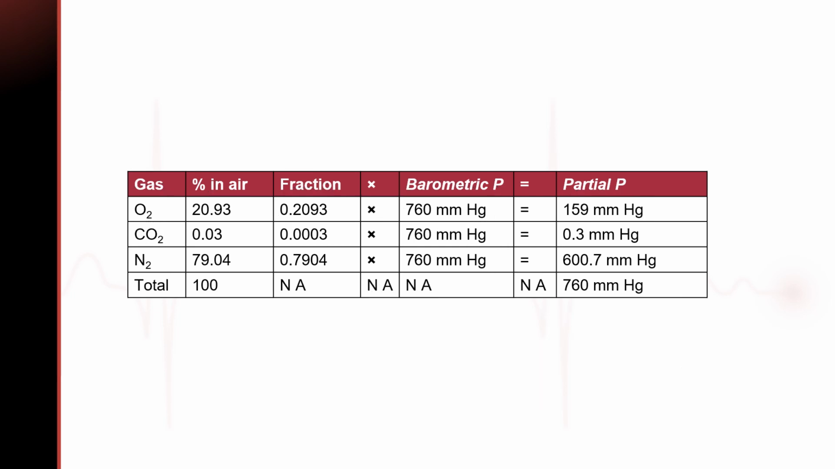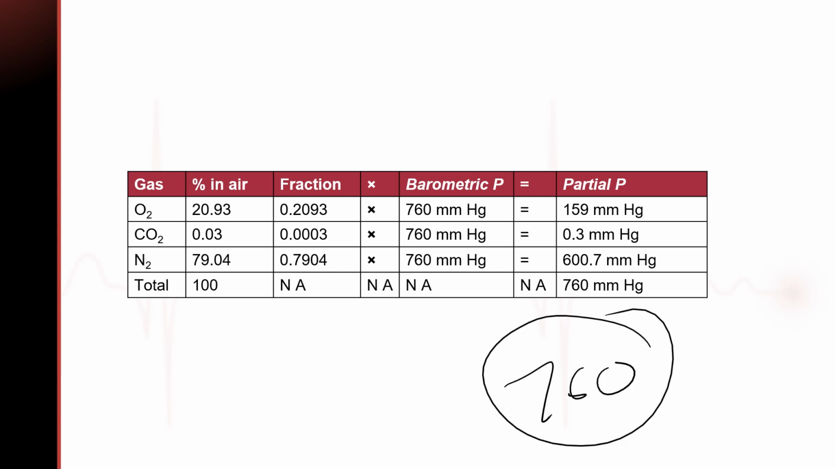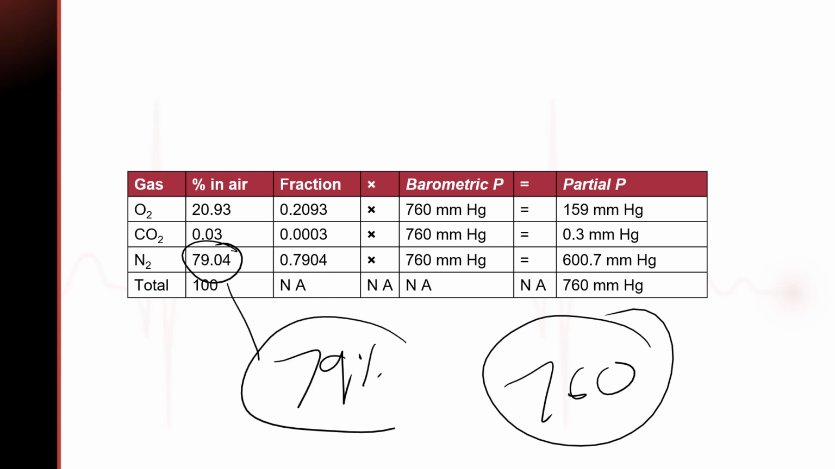So even though, honestly, we don't care about nitrogen, let's do the partial pressure of nitrogen as well, just so that we can make sure that the concept is sitting well. Okay, so we know, yet again, total atmospheric air pressure at sea level is 760 millimeters of mercury. We also know that 79% of the air is made up of nitrogen gas molecules. Nitrogen makes up 79% of the air.